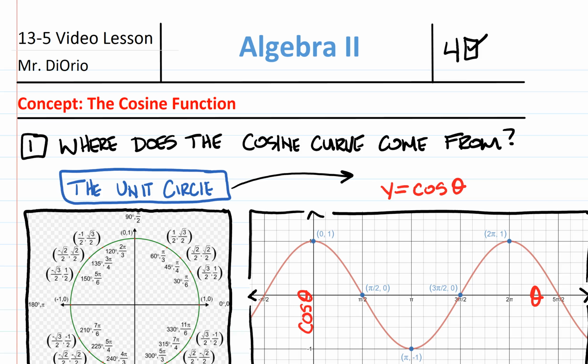Welcome to 13.5 video lesson underneath Algebra 2. The concept is the cosine function, and there's only 4 boxes. This lesson should be pretty straightforward given the fact that we have already studied the sine curve, so it should be pretty good to go. So let's get right into it.